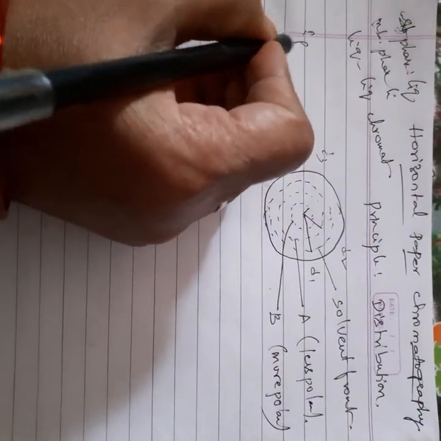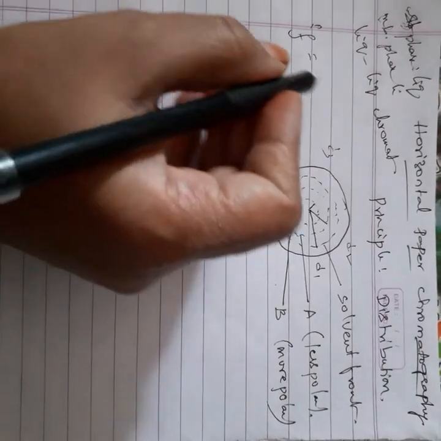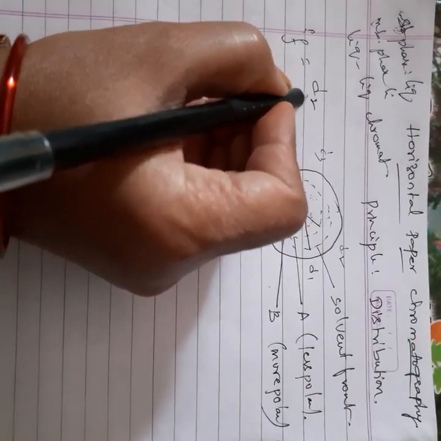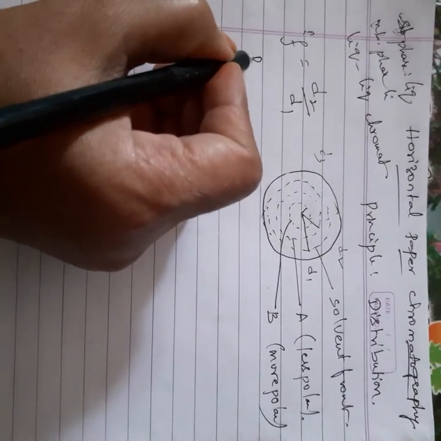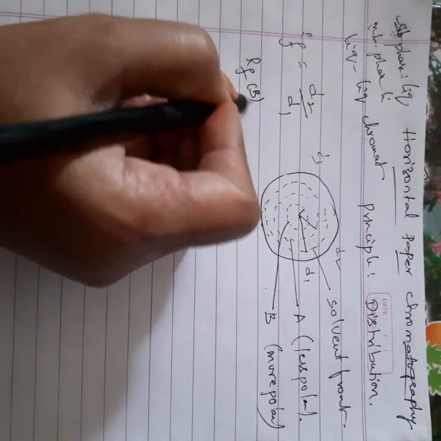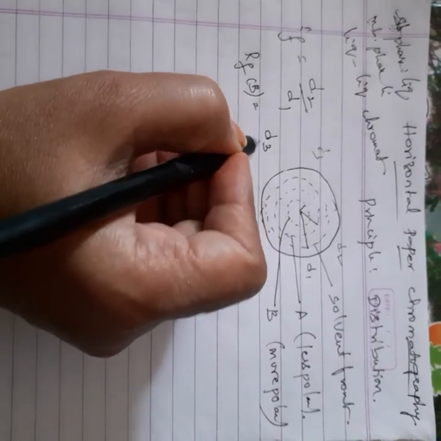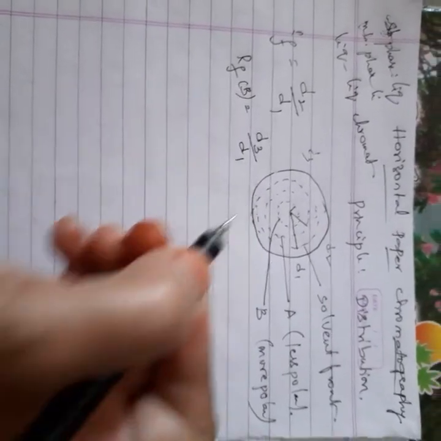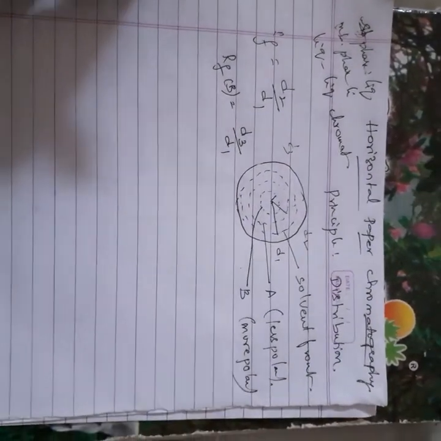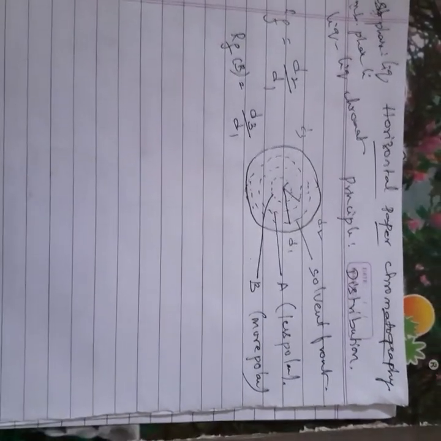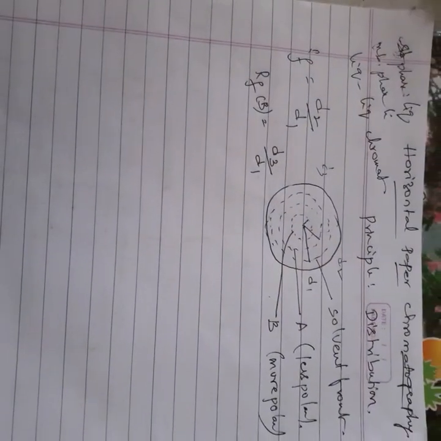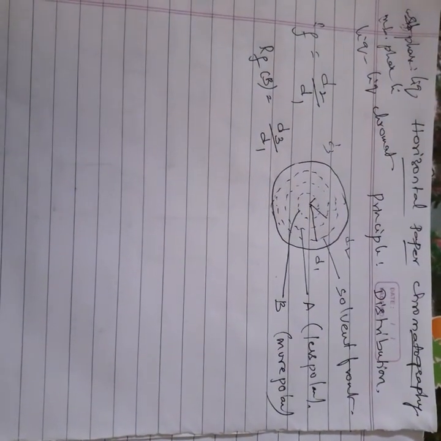How are we calculating the RF values? RF value of A means distance travelled by A divided by distance travelled by the solvent front. Similarly, the RF value of B is distance travelled by B divided by distance travelled by the solvent front. So in the same way we are going to calculate RF values even in horizontal paper chromatography.